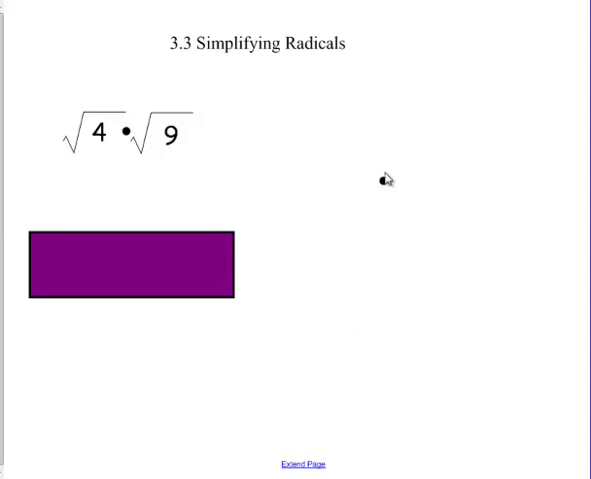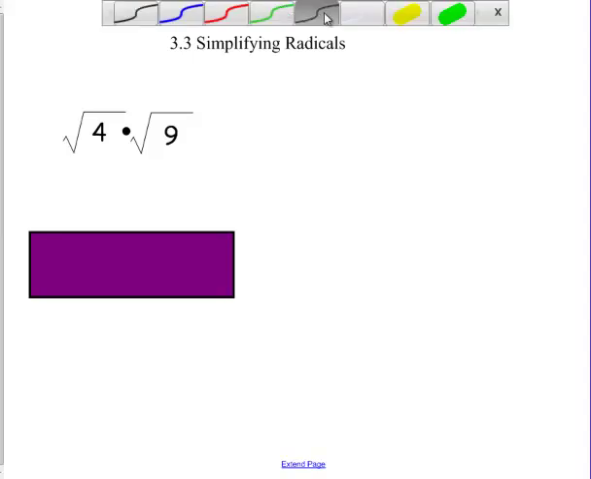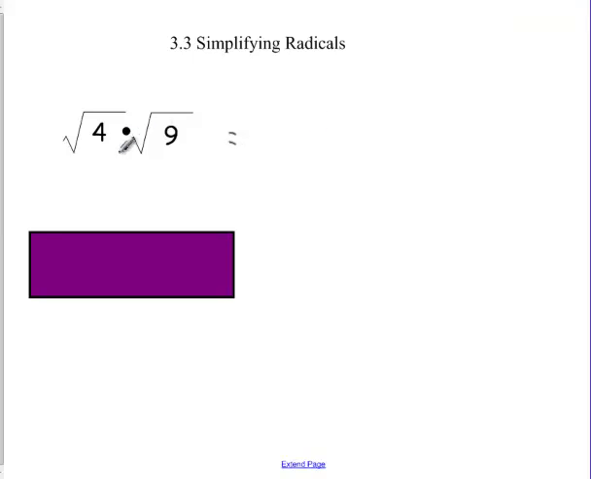Okay, today we are simplifying radicals. So here is a nice little easy radical problem. The square root of 4 times the square root of 9. All right, so you think that's pretty easy. The square root of 4 is 2. The square root of 9 is 3. And 2 times 3 is 6. That's great. There's another way you could do this.